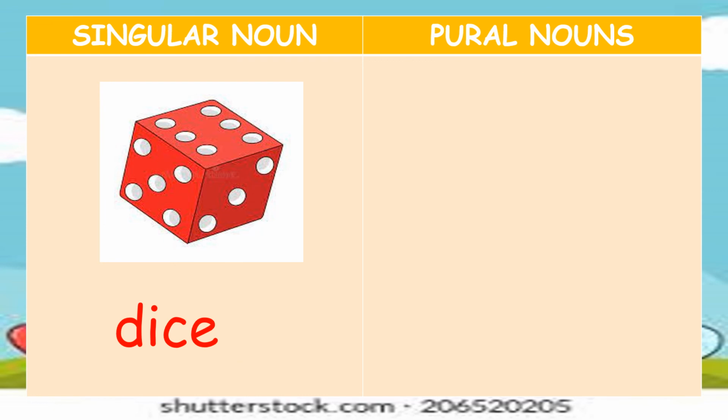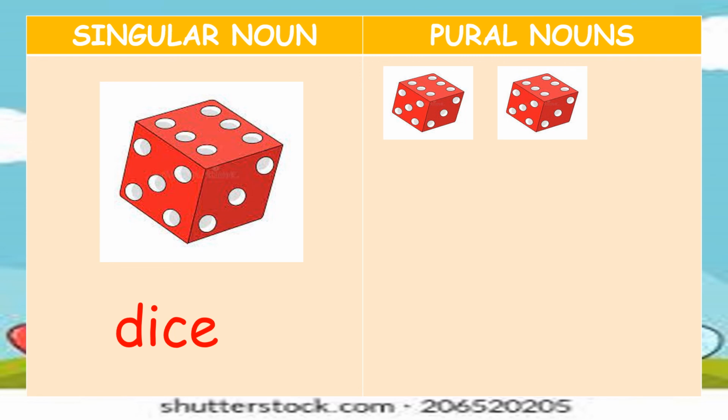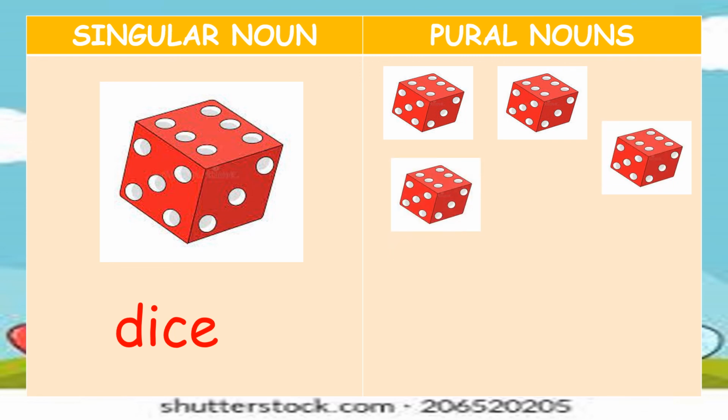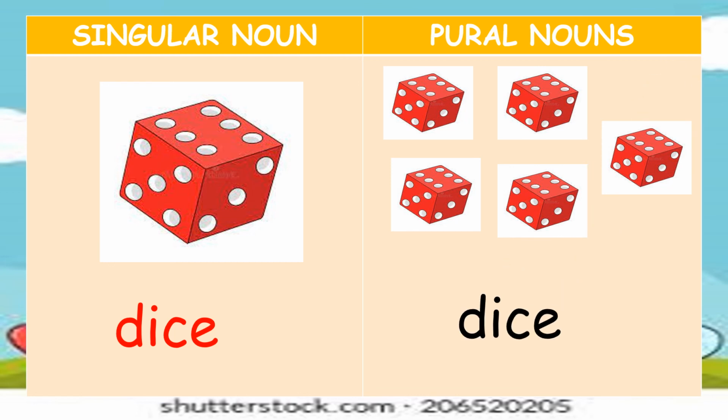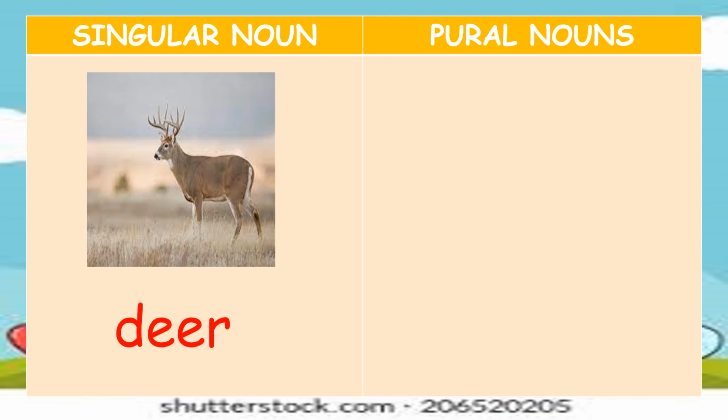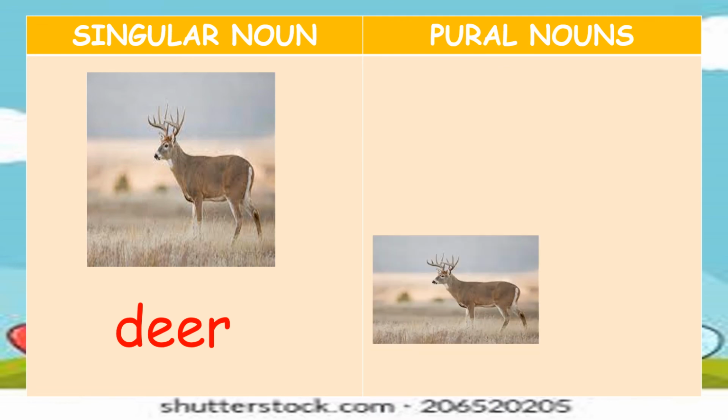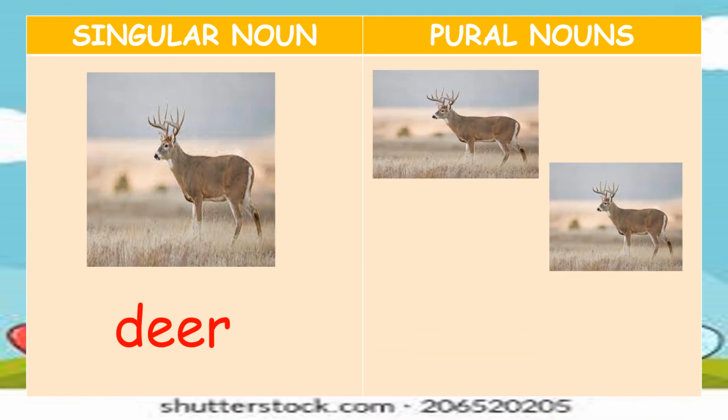This is a dice. 1 dice, 2 dice, 3 dice, 4 dice, 5 dice. So we don't say dices. So even if it's 100, it's still dice. 100 dice. A deer. So even if it's two or more, we still say deer, not deers.